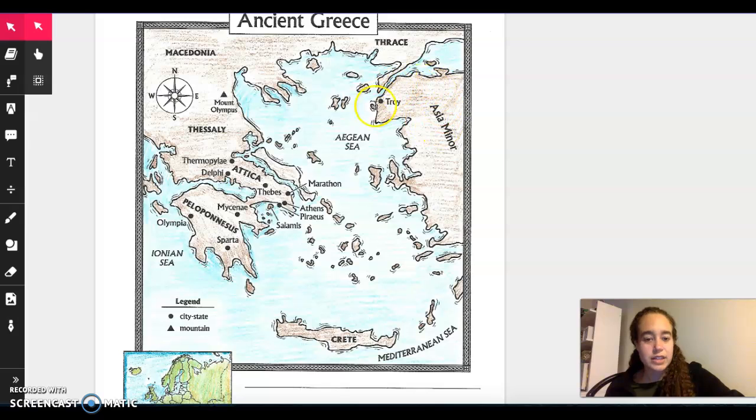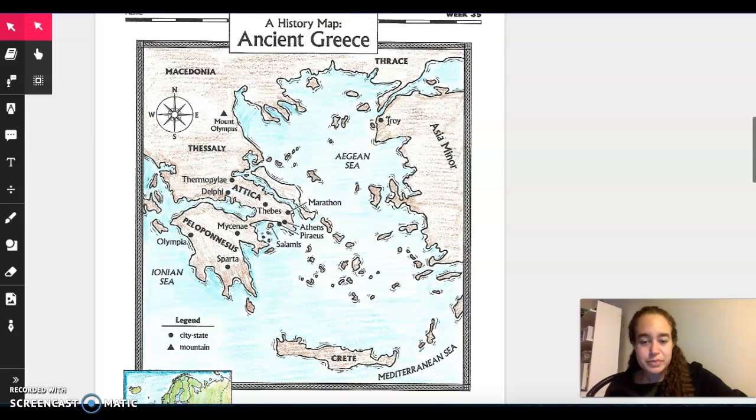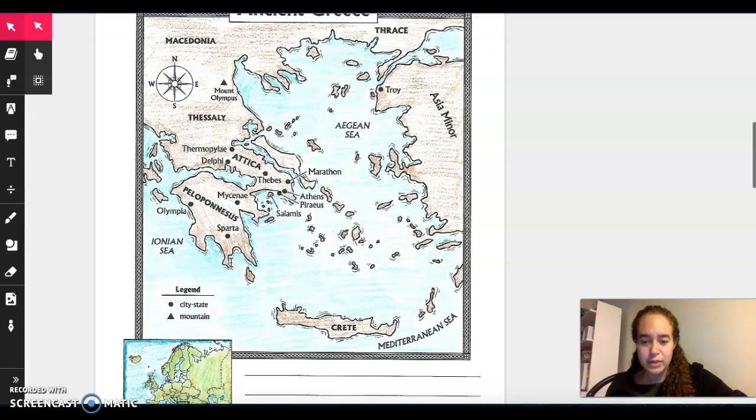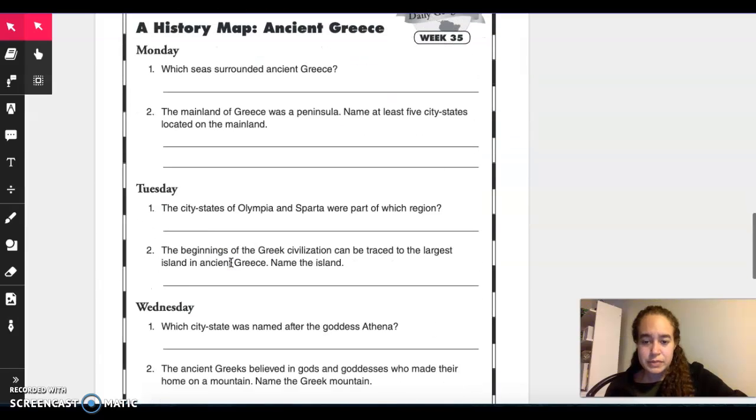You're not looking at this section here of Asia Minor, which is this little part that belonged to the ancient Greeks, but it's not the mainland. So any city-states on the mainland would be fine. We talked a little bit about regions. One of them has a question about an island. So an island is completely surrounded by water.